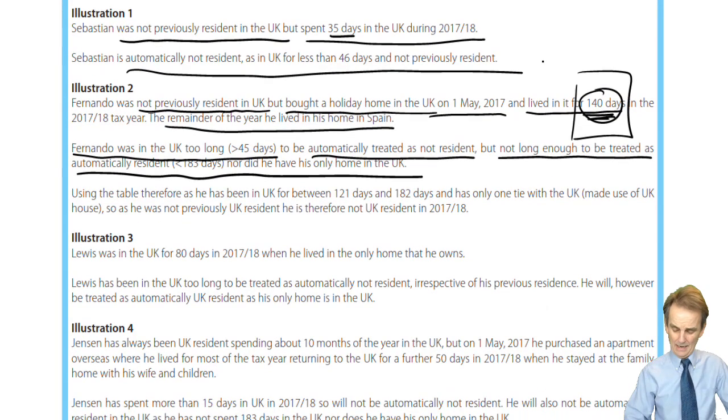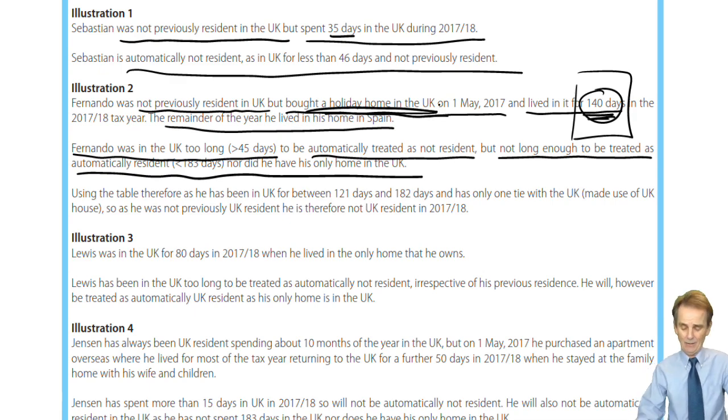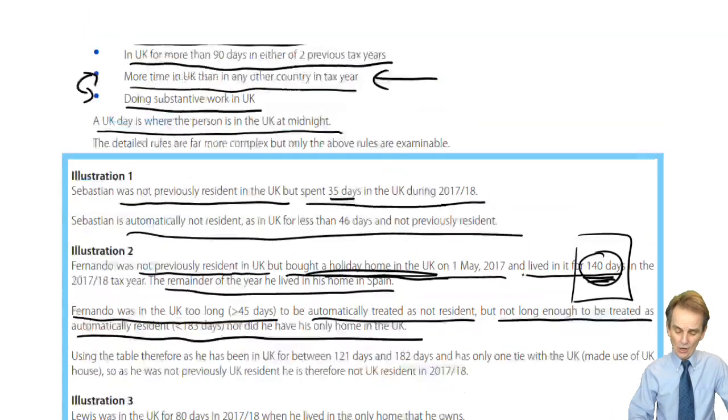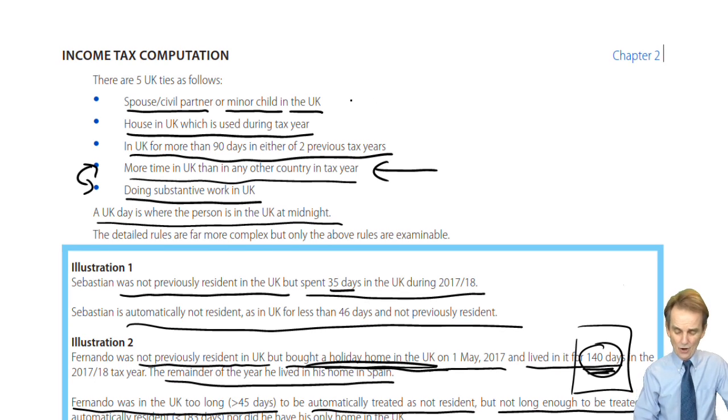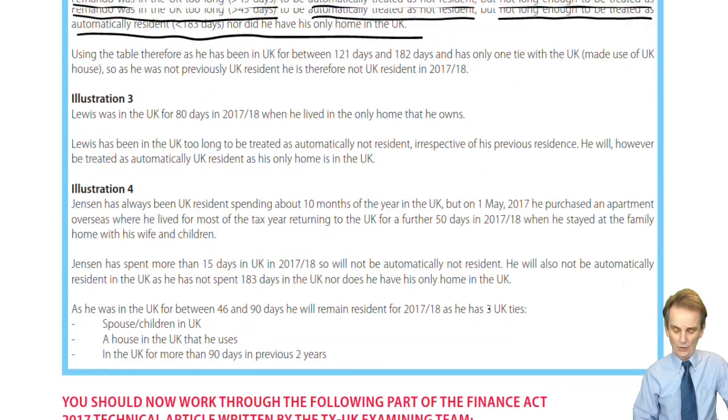Now look at the information that we're told about Fernando here. All we know that ties him to the UK is that he has a home. He bought a holiday home in the UK, so he has a house in the UK. But looking at our other tests, no reference to any spouse or minor children. Yes, he does have the house in the UK. That one was applicable. No, he wasn't in the UK for 90 days or more. That one's not relevant. Doing substantive work in the UK, no. So he's only got one tie with the UK.